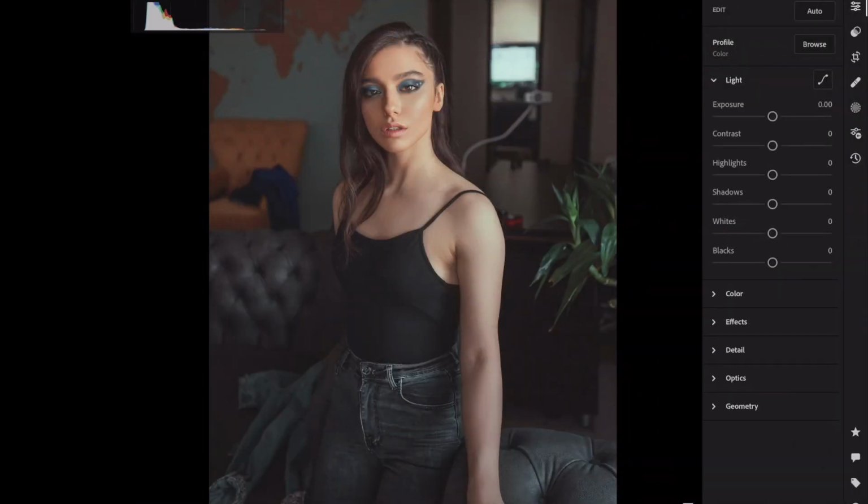Let's begin. Open the light section. Exposure, plus 0.1. Contrast, plus 30. Highlights, minus 35. Shadows, plus 30. Whites, minus 15. Blacks, minus 35.